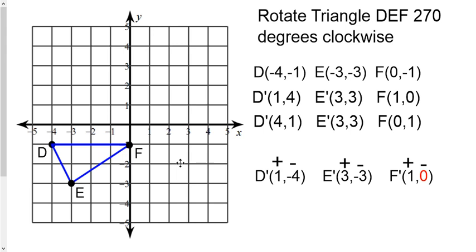If you have a 0, it's not going to be negative or positive, so just let it be 0. Plot D prime, E prime, and F prime. Connect the dots, and you've rotated this triangle 270 degrees around a center of rotation. That's the origin right here.